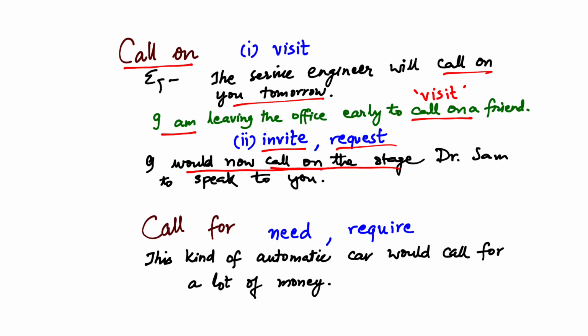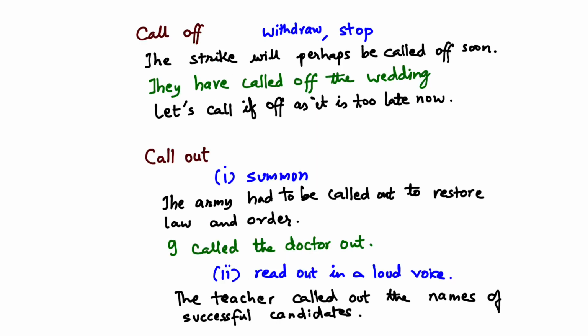And the next one is call for. Call for means need or require. The example is, the kind of automatic car would call for a lot of money. It means the kind of automatic car would require a lot of money. And you can say this kind of car or the kind of car. It's the same thing.